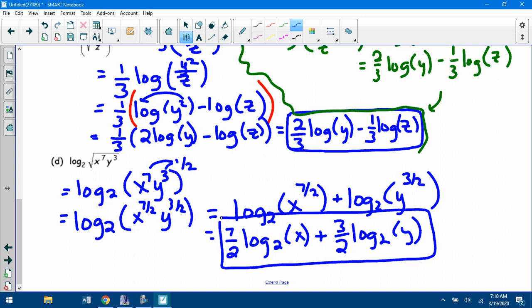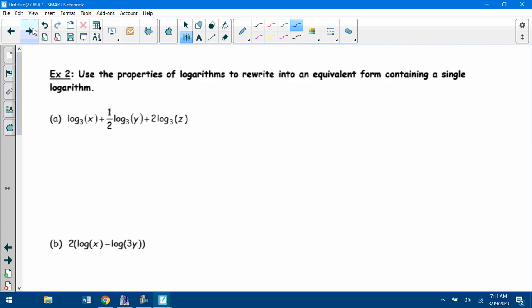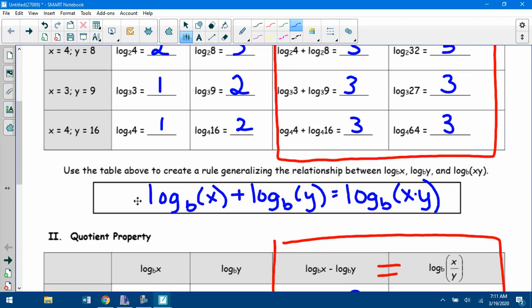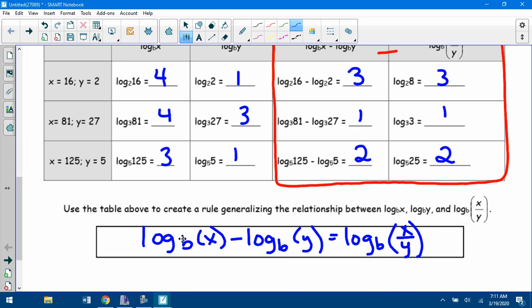Okay, so that's expanding. On the next page, we want to condense. So I'm going to flip to the next page now. Use the properties of logs to write into an equivalent form containing a single log. Now notice, none of those log properties I did at the beginning have numbers in front of the logs. 2 logs subtracted, they don't have numbers out front.